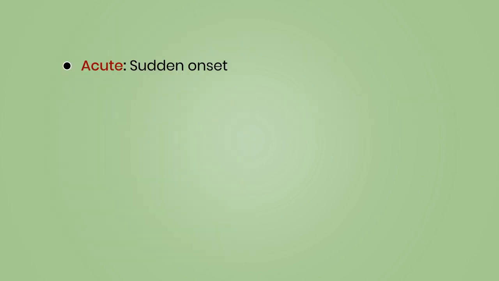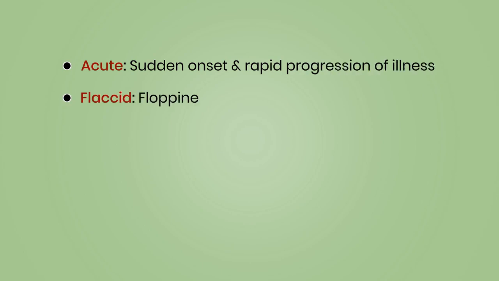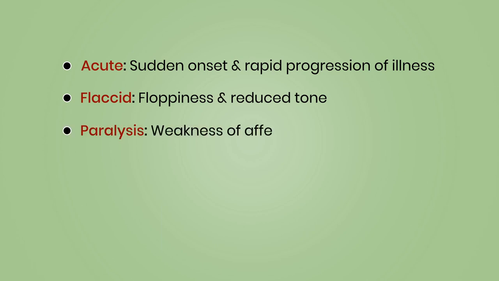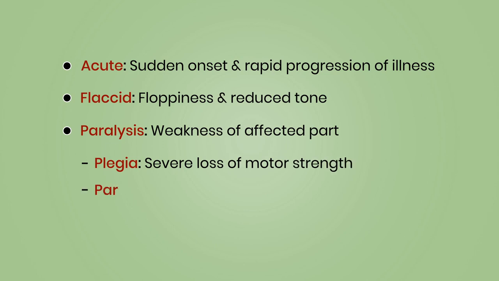Acute refers to sudden onset and rapid progression of illness. Flaccid refers to floppiness and reduced tone. Paralysis means weakness of the affected part, while plegia refers to severe loss of motor strength. Paresis refers to slight loss of motor strength.